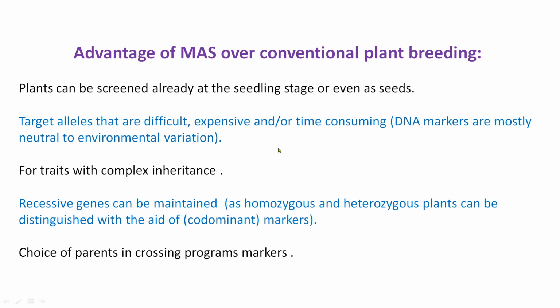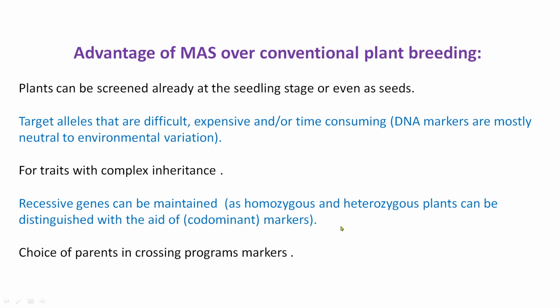Say for example, some of the desired characters are controlled by recessive genes, so we can also track them down, since it has low heritability, and homozygous and heterozygous plants can be distinguished with the help of codominant markers. So homozygous recessive genes can be identified with the help of codominant markers also. Next one is choice of parents in crossing program markers.